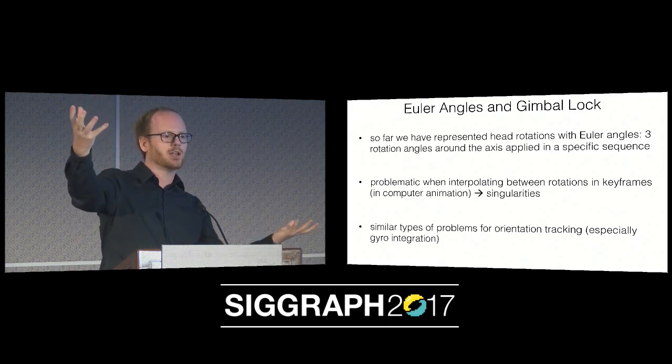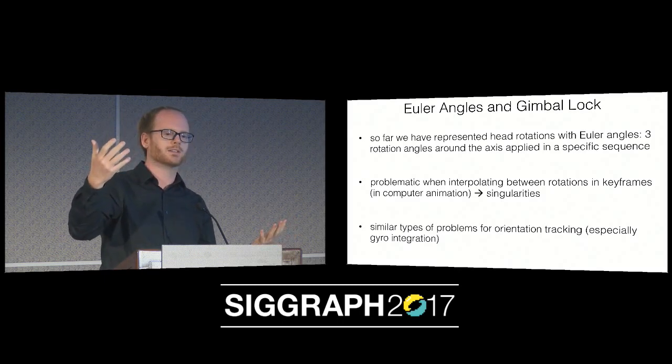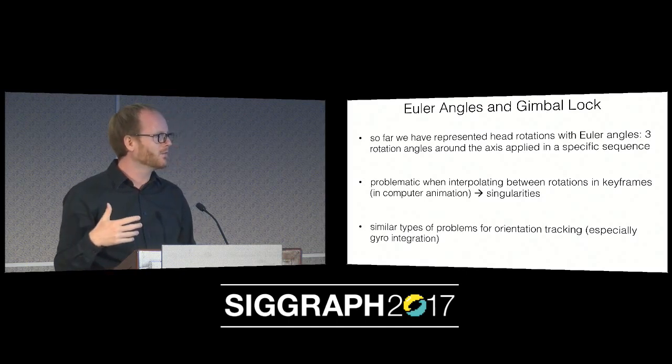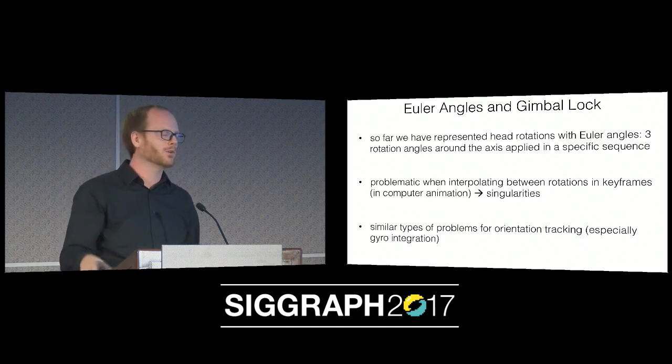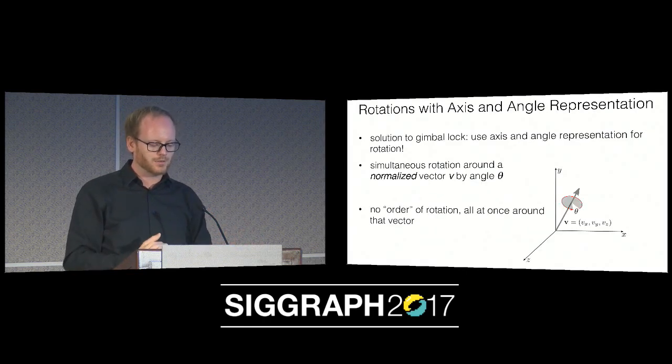When you have two different orientations or rotations for different keyframes in animation, as you interpolate between these, you can't really just interpolate the angles. That doesn't work. You'll get unexpected results. And the same happens for integration in 3D for the orientation tracking. So you need a better representation for orientation if you don't want to run into trouble. And that is axis angle representation.